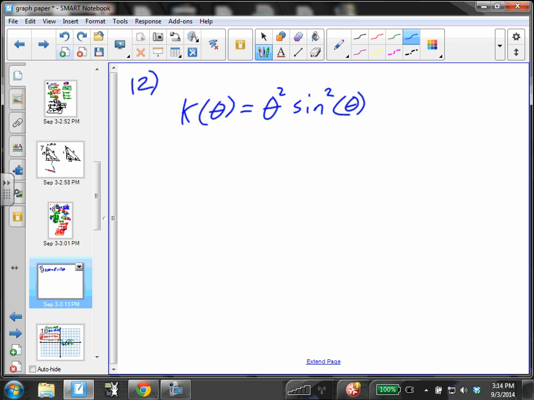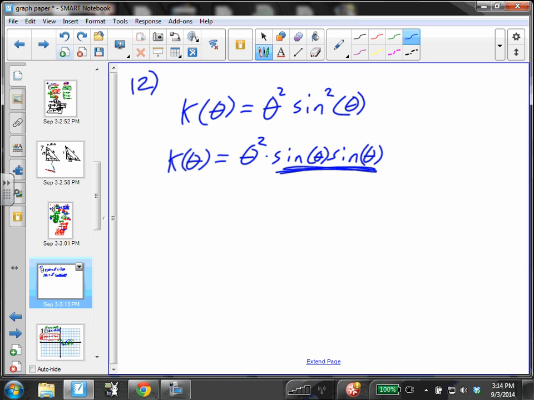Right? You don't know how to do this. You don't know how to do that, right? So what could you change it to make it something that you do know how to do? What does it mean to square a number? Oh, so I could change this into theta squared times sine of theta times sine of theta. Right? This right here is sine squared. It's sine times sine. But since you don't know how to do sine squared yet, you can go ahead and break it apart to sine times sine.